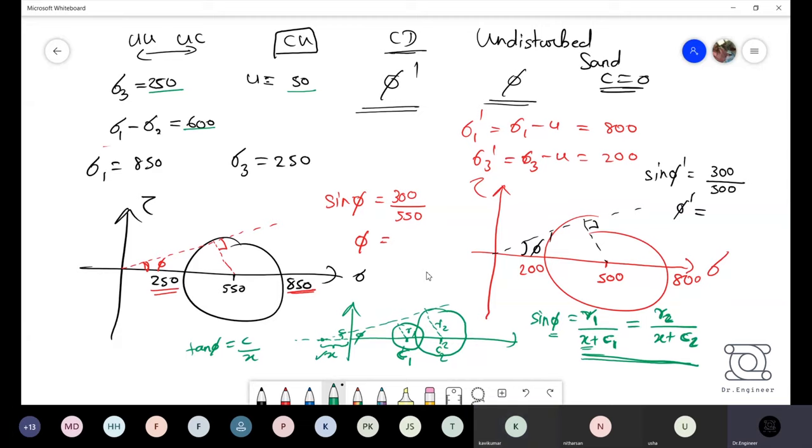So nothing new here, right? Don't get confused. In case any negative pressures are developed, he is right. The person who argued is right, the circle will move to the right. But here it's not the case.